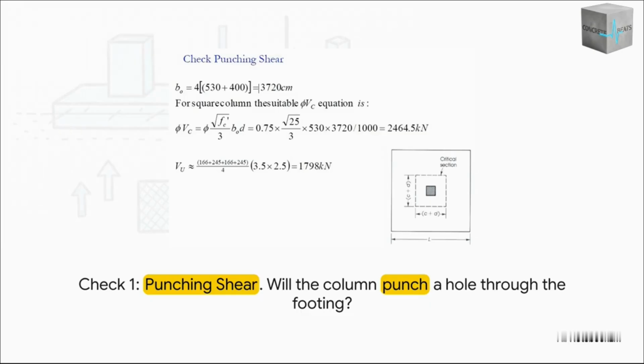The first check is for something called punching shear. The best way to picture this is to imagine the column trying to punch a hole straight through the footing, like a fist going through cardboard. The calculation here is comparing two things. First, the demand, which is the upward force from the soil trying to make that punch happen. It's about 1,800 kilonewtons. Then, it calculates the concrete's capacity, or its strength to resist it, which is over 2,400 kilonewtons. Since our capacity is way higher than the demand, we pass. The footing is safe from punching shear.